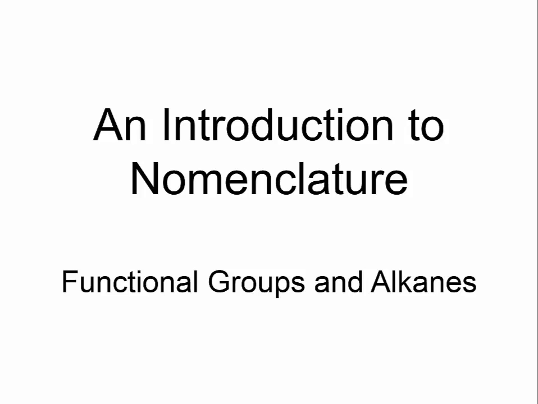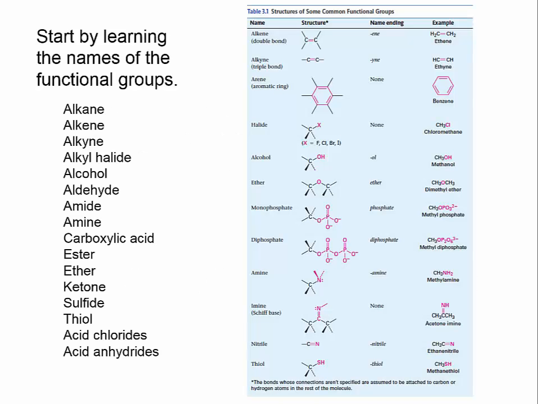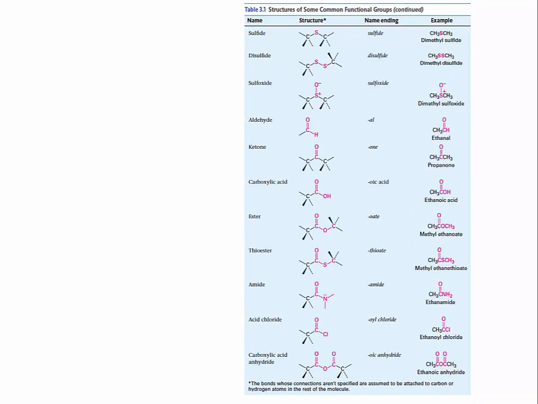This is the first video in a series of videos intended to introduce you to the nomenclature of organic chemistry molecules. We'll start with functional groups and alkanes. To learn the language of an organic chemist, one needs to start by learning the names of the organic chemistry functional groups. The most important of those functional groups are listed on the left-hand side of this slide. Table 3.1 shows representative structures and some molecules that contain these various functional groups. And it's a two-page table.